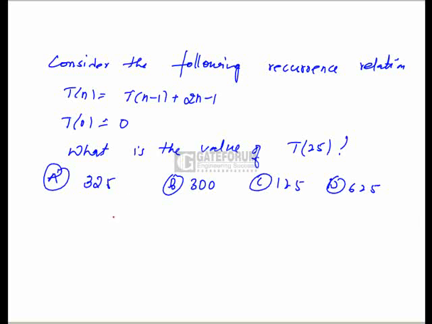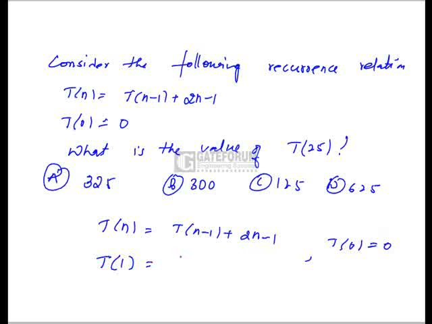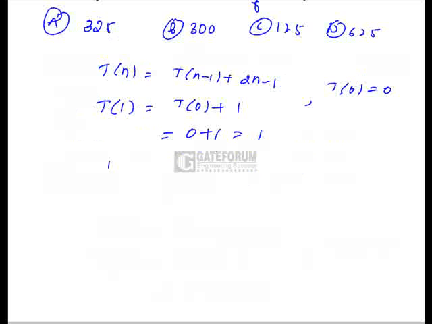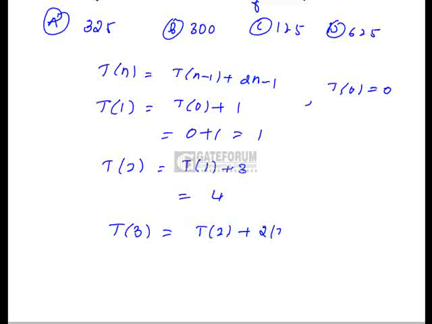Now the given recurrence relation is T of n equals T of n minus 1 plus 2n minus 1, where T of 0 is given as 0. Let us first find T of 1, which is T of 0 plus 1, that is 0 plus 1, which is 1. Similarly, T of 2 is T of 1 plus 3, which is 4. Now let us consider T of 3, which will be T of 2 plus 2 into 3 minus 1, that is 4 plus 5, 9.